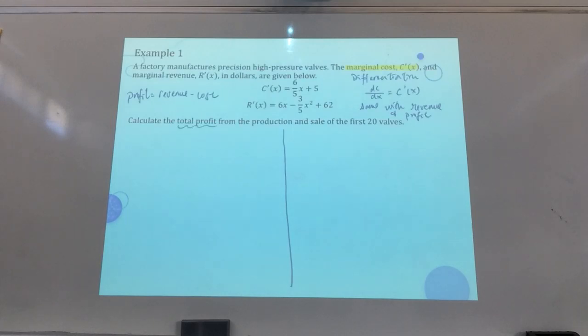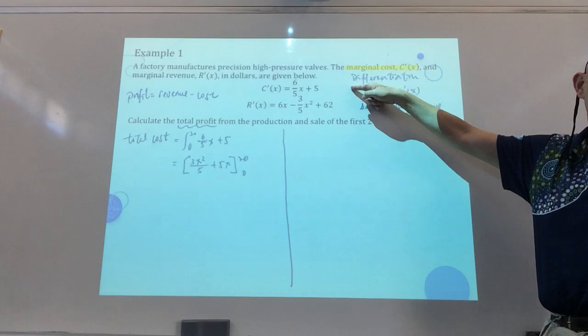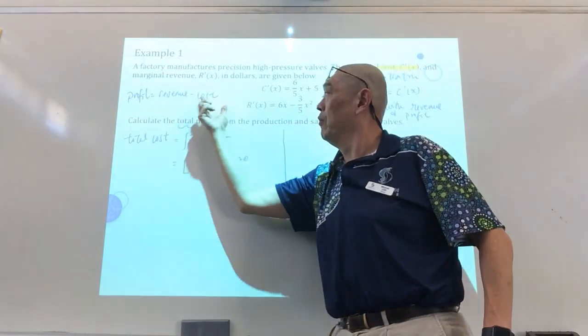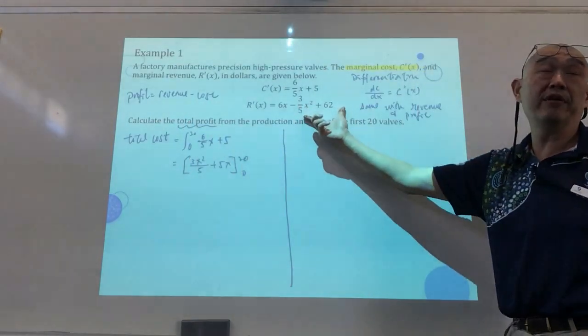So I could actually think about working out a total cost, which is, start off with total cost, which is integrating that, all right, from 0 to 20. Do you agree? So I did not put both straight into profit.